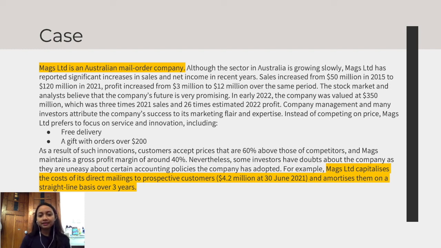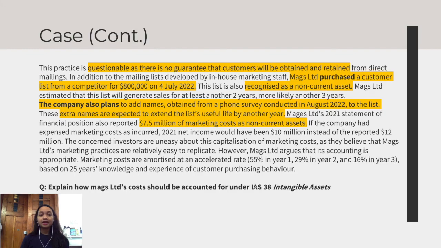First, Max Ltd capitalizes the cost of its direct mailings to prospective customers, which is $4.2 million at 30th June 2021, and amortizes them on a straight-line basis over 3 years. So this is questionable because there is no guarantee that customers will be obtained and retained from the direct mailings.